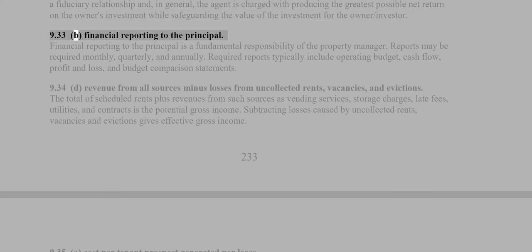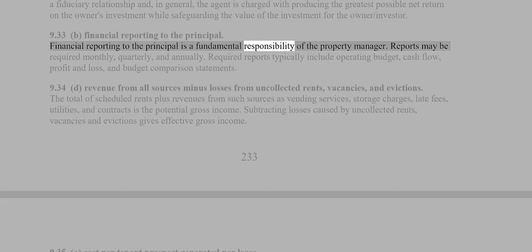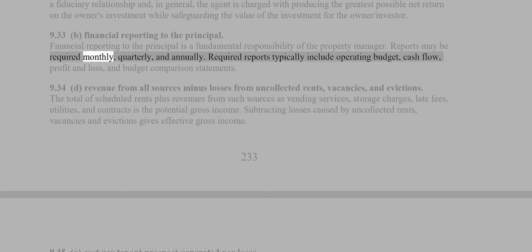9.33 b. Financial reporting to the principal. Financial reporting to the principal is a fundamental responsibility of the property manager. Reports may be required monthly, quarterly, and annually. Required reports typically include operating budget, cash flow, profit and loss, and budget comparison statements.